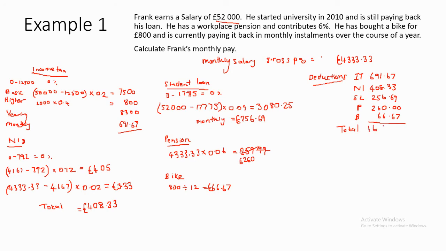1,683.36. So the pay would be this amount here minus this amount here equals 2649.97. Okay, that's example number 1.